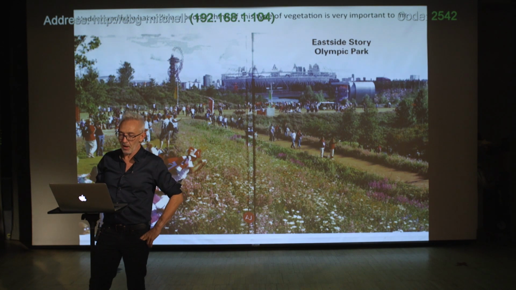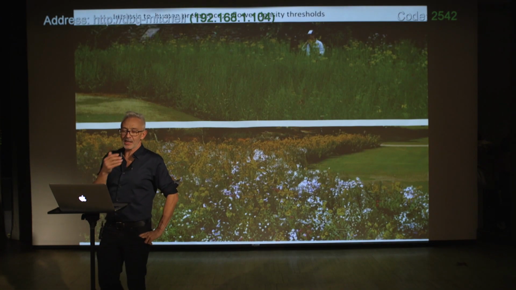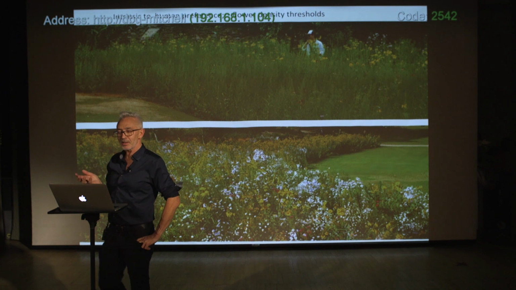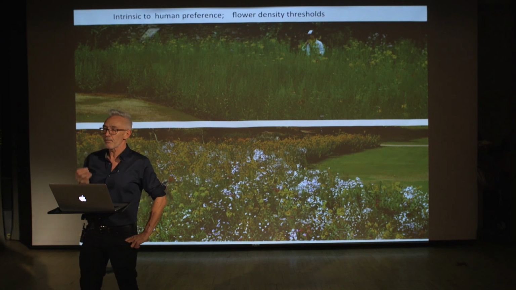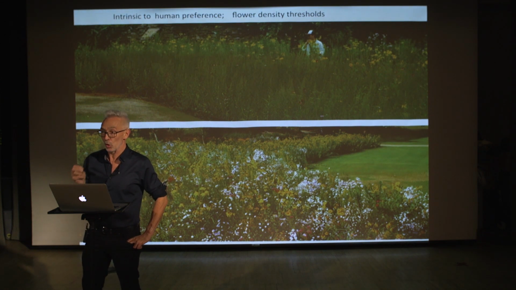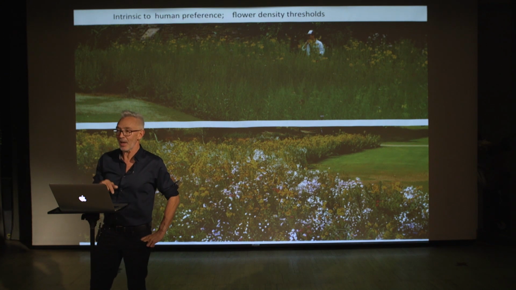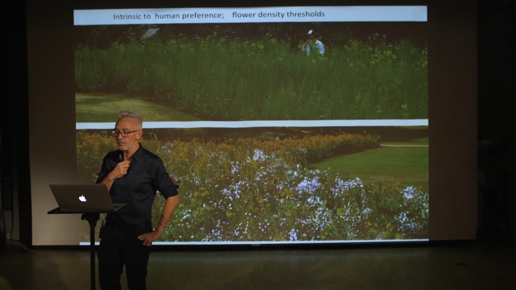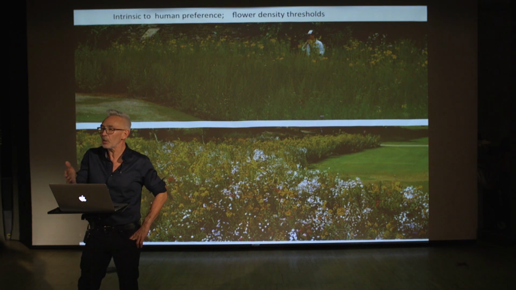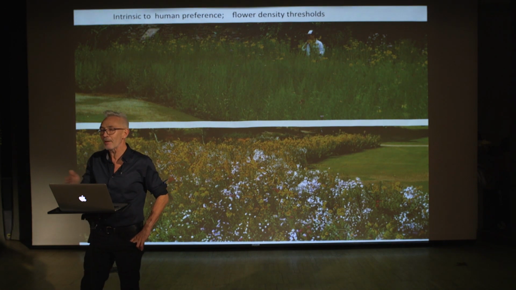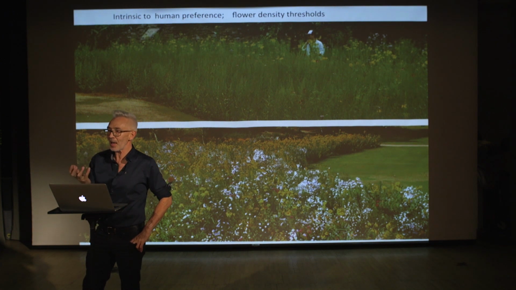So I work quite a lot as an environmental psychologist. And just to give you a sense of that process, here I want to talk about how flower density thresholds are intrinsic to human preference for disordered, natural-looking vegetation. So this is the same place. Some prairie vegetation I made in a Sheffield Park about 2004. And every month, as it changed, we interviewed 50 people who were walking past it. And we tried to establish what they thought of this, and actually, as it changed its appearance.